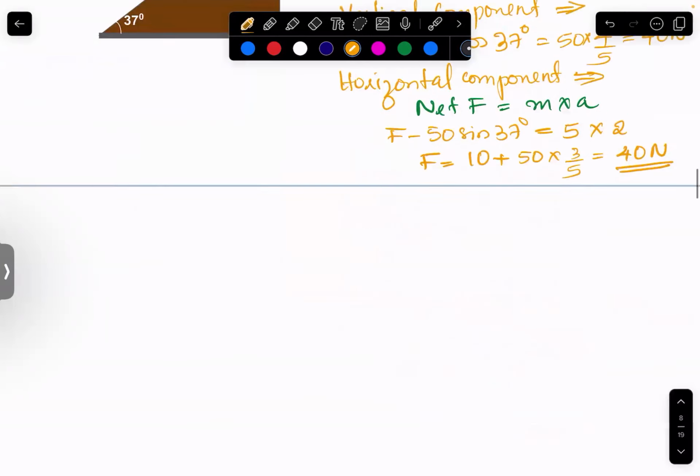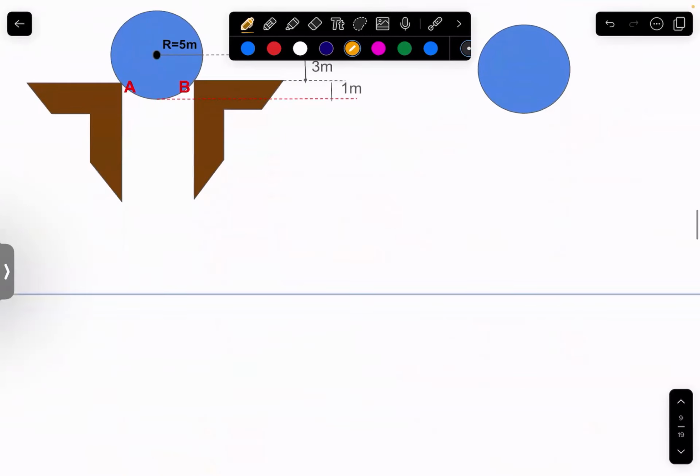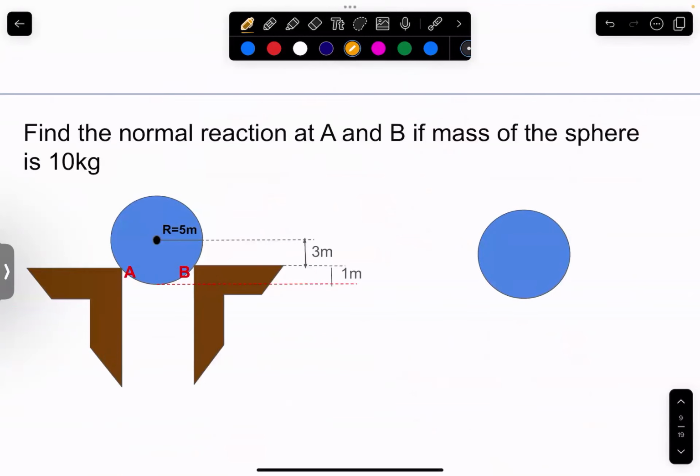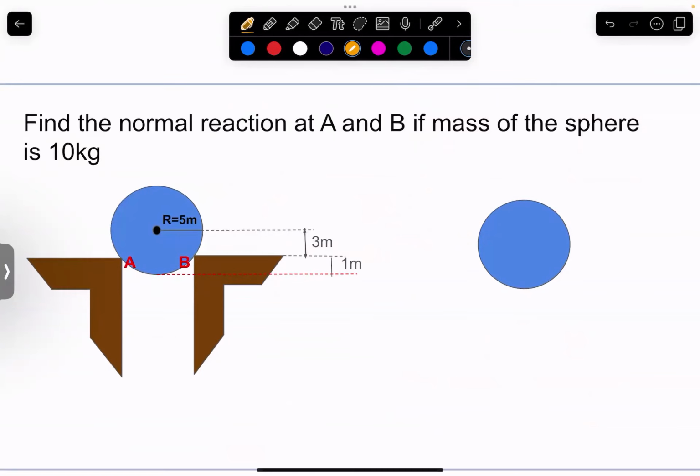Now the next question is to find the normal reactions at points A and B if the mass of the sphere is 10 kg. Have you ever seen such a setup? It is equivalent to something like a vernier caliper, where you use it for measuring the diameter of a spherical object. So this is something similar. How do we find the normal reactions here?